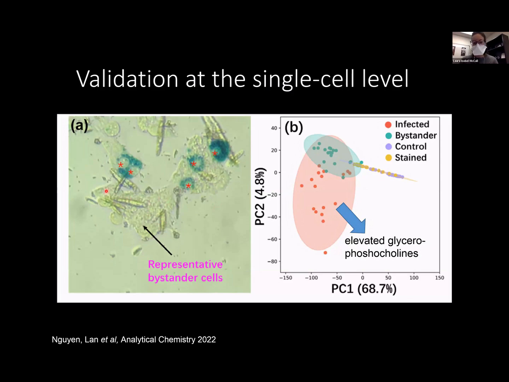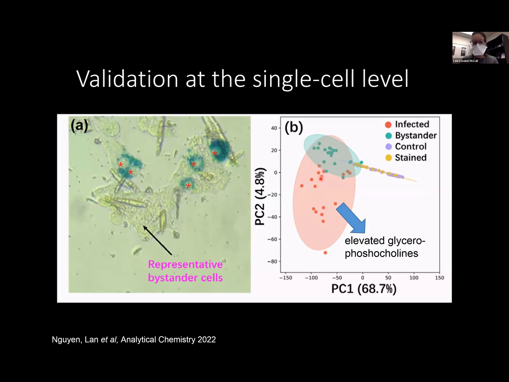And so what we find is that these infected cells specifically have greater levels of glycerophosphocholines compared to all the other experimental groups. So nicely validating at the single cell level what we saw on the macroscopic level. What was also interesting, though, is when we look at the PCA plot here, each of these spots is summarizing the metabolome of a single cell.